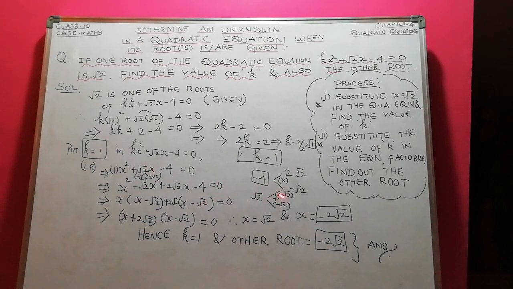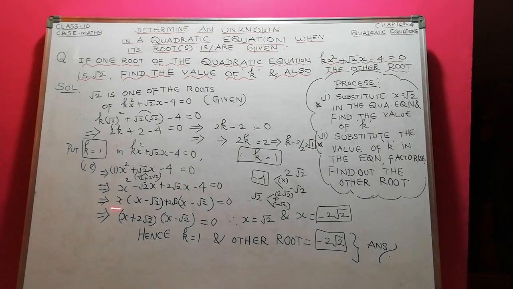One must be positive and one must be negative. So plus 2 root 2 and minus root 2. When you add up, you will get root 2. So now we can split and factorize. x squared, in this, root 2x can be written as minus root 2x plus 2 root 2x minus 4 equal to 0.